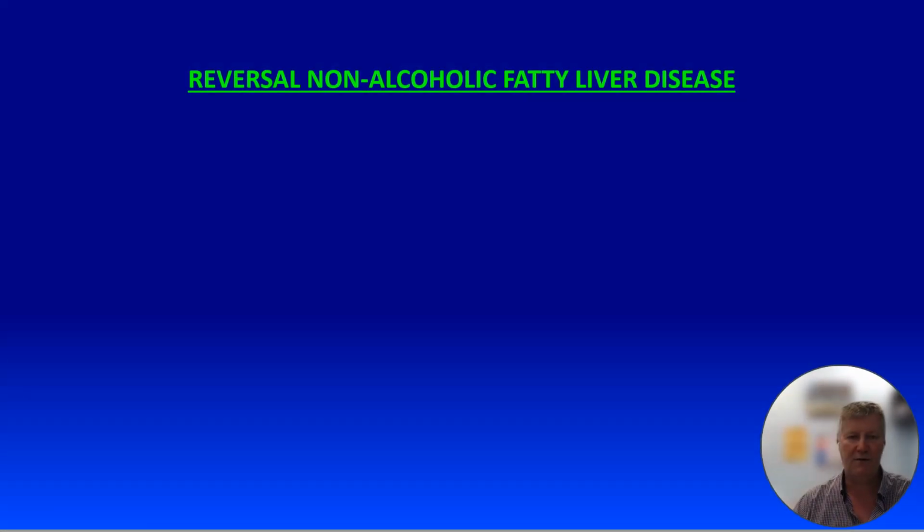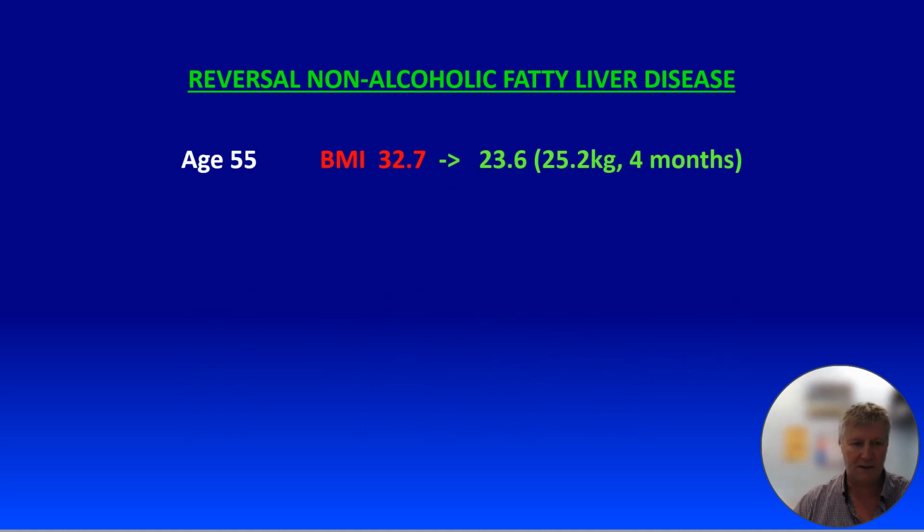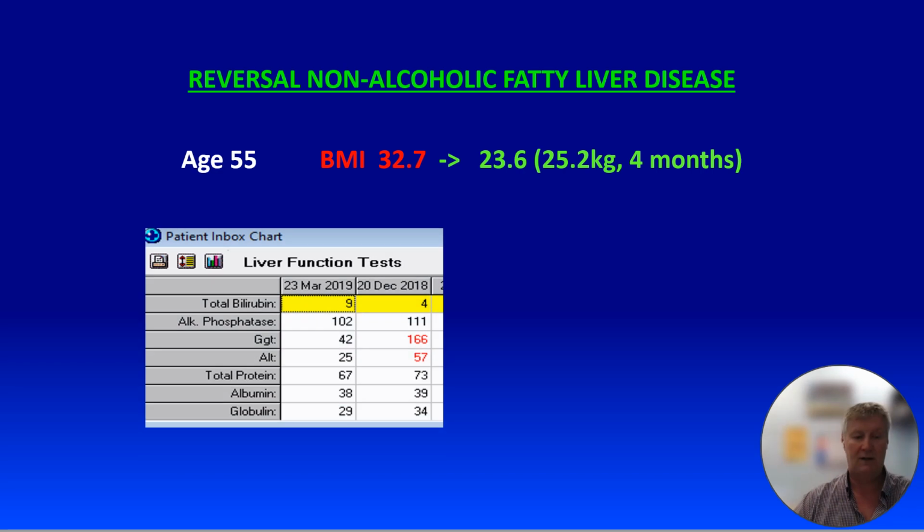Here is a case of reversal of non-alcoholic fatty liver disease. A 55-year-old male who was overweight with a BMI of 32.7. He dropped that to 23.6, losing just over 25 kilograms in 4 months. See on the left-hand side, going from right to left, the abnormal liver function test, the GGT and ALT, both normalized.